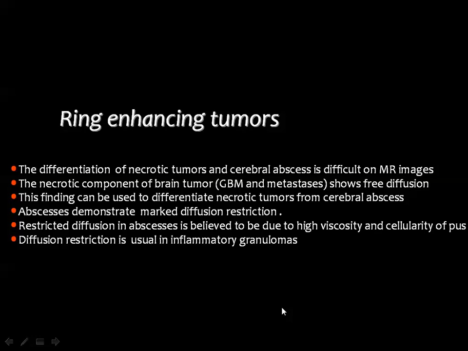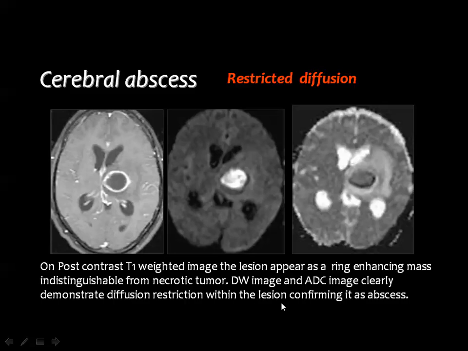Then one of the importance of diffusion weighted images is to differentiate between an abscess and a marginally enhancing tumor. And you know that abscess will show restricted diffusion, like this one with marginal enhancement, bright signal in the DWI, and low signal in the ADC, meaning that there is restricted diffusion.